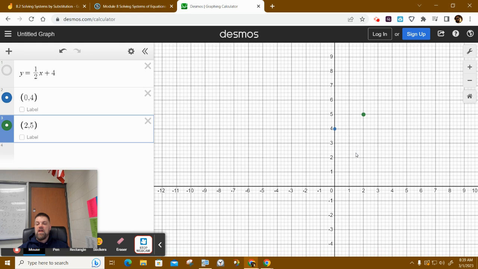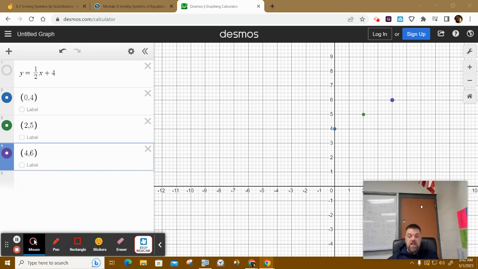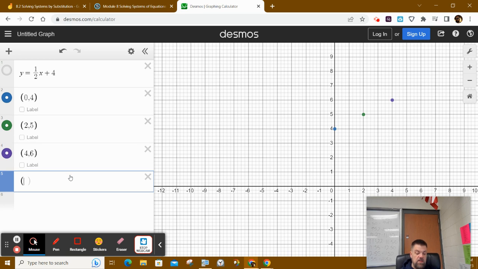Now, if I repeat that again and I go up 1 over 2, what's this point here? 4, 6. So I'm going to say 4, 6. Now, if I continue this pattern, I could even go in the opposite direction because it's supposed to make a straight line. If I go down 1 over 2, that'd be -2, 3, correct? Yeah. So I'm going to put -2, 3.